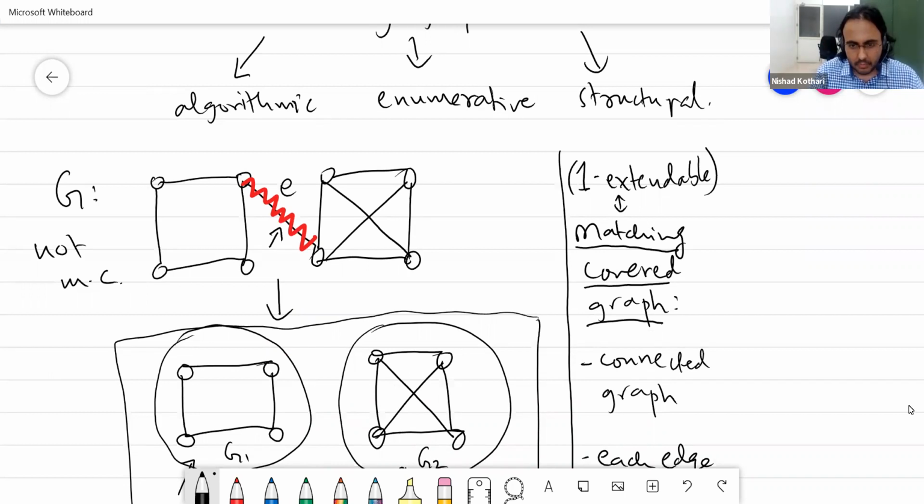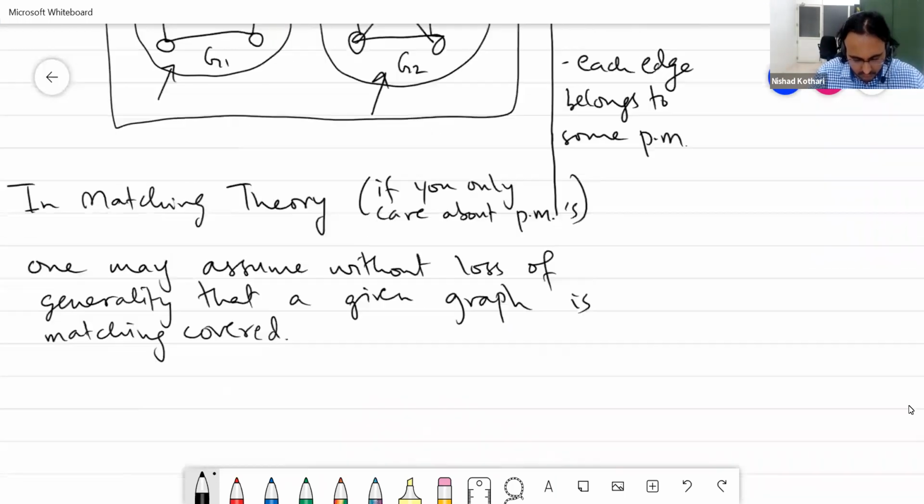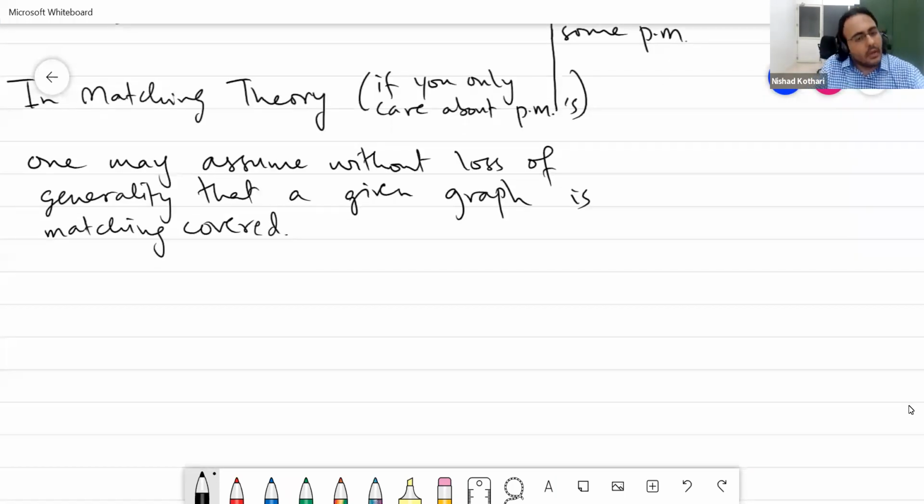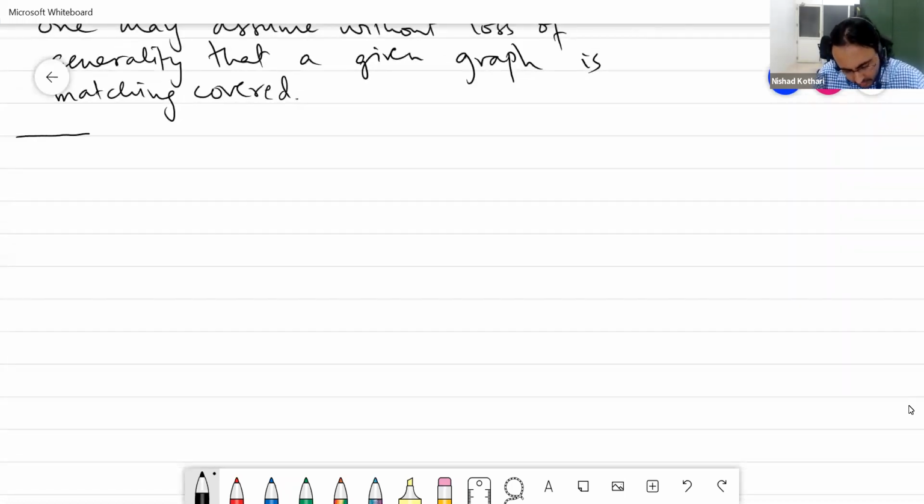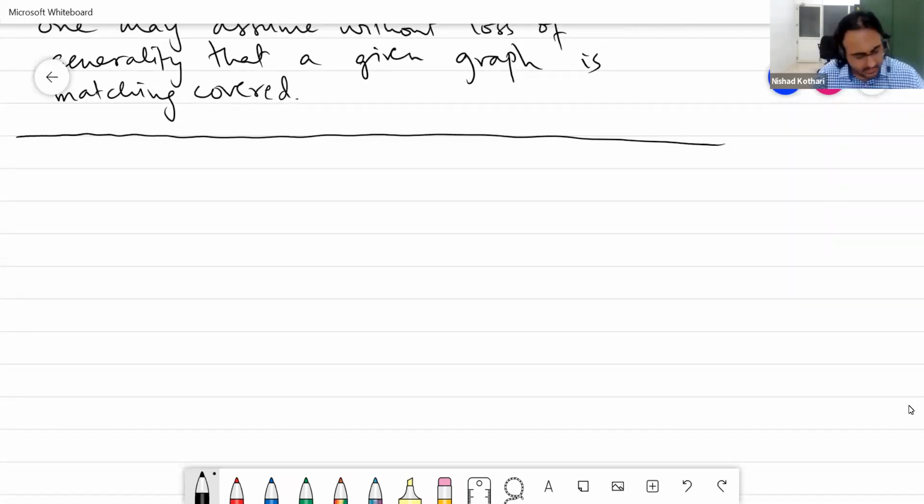Okay, good. So for matching covered graphs, there is an extensive literature on them, and we won't have time to cover many things actually. I was hoping to talk about ear decompositions, but I don't think there'll be time to cover that. So I will try to focus on Lovász's theorem that I want to tell you about.